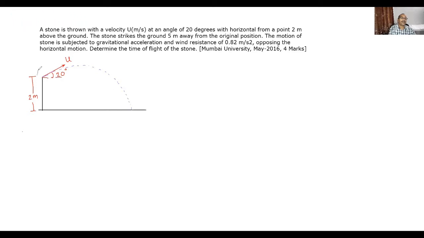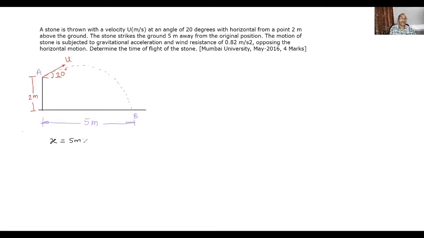If the initial point of projection is point A and the final point is B, one more data that is given: stone strikes the ground 5 meter away from original position. That means this horizontal distance where it strikes is given as 5 meter. That means in the problem x and y both are known. The motion starts from A and moves up to B. So X is given as 5 meter.